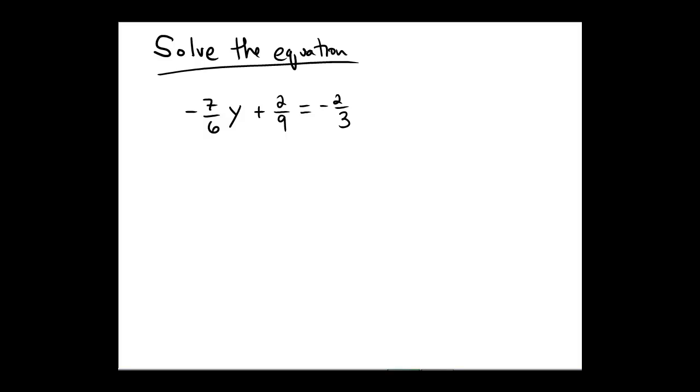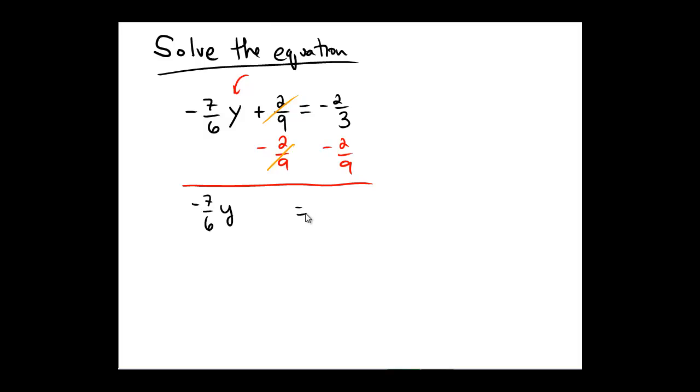Our first approach would be standard compared to what we would do in an integer case, where we just had, for example, whole numbers or negative numbers with no fractions and no decimals. That process would be to unwrap the present, try to get the y, the variable, by itself. Because of the adding of 2/9, I'm going to subtract 2/9 from both sides of the equation. Then we're left with negative 7/6 y. The 2/9 and the minus 2/9 cancel.